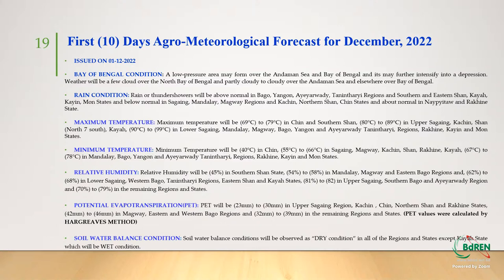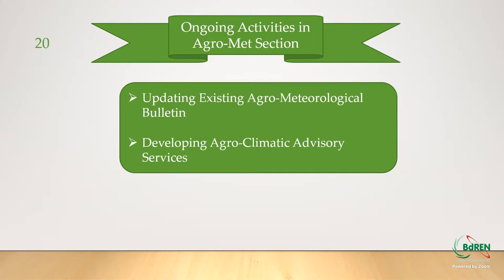In this agrometeorological forecast, some parameters we mention are the weather condition and also rain condition, maximum temperature, minimum temperature, relative humidity, potential evapotranspiration, and soil water baseline condition. In our agro-met section, we issue only the agro-meteorological bulletin and agro-meteorological forecast. We cannot issue the agro-met advisory. So this is our ongoing activities in the agro-met section.